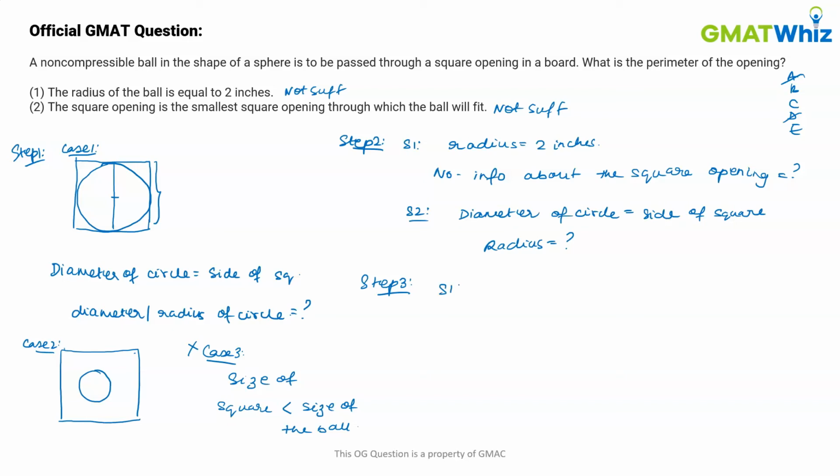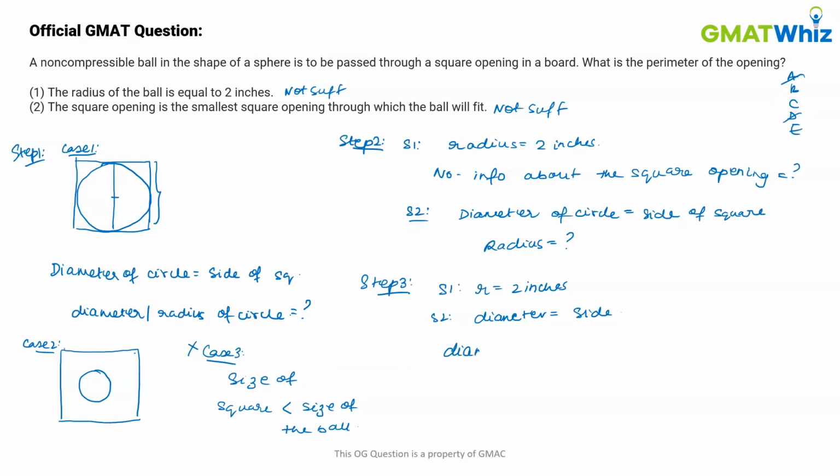So from statement 1 we have that the radius is equal to 2 inches, and from statement 2 we have that the diameter will be equal to the side of the square. Now it's clear that since we have the value of r, we can find the diameter, which will give us the side, and hence we can find the perimeter. So since this is a DS question, we can mark the correct option as option C. But if it is still not clear to some of you, let us proceed with the calculations.